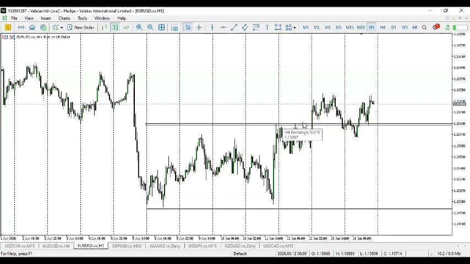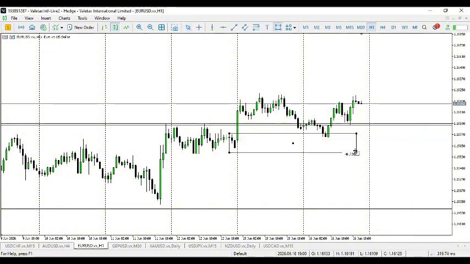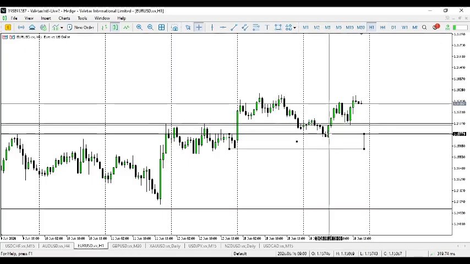So we had this BOS here. We had this break of structure here. Price action came and just landed. Oh, Ronald had asked a question. Go ahead and ask your question. Price landed on this order block. It came, retraced, landed on that order block, and then took off.